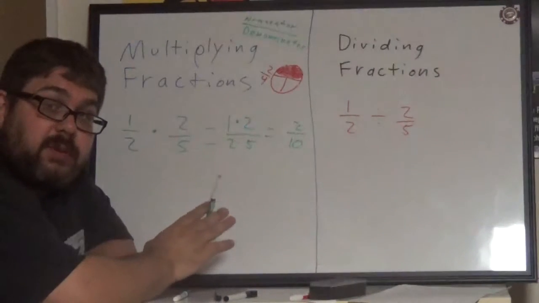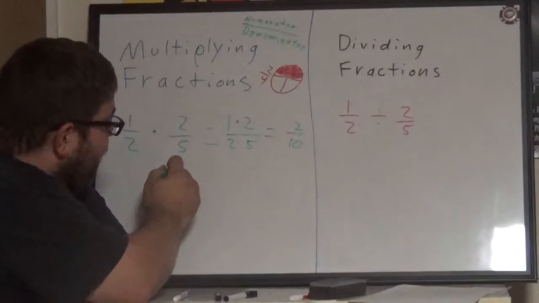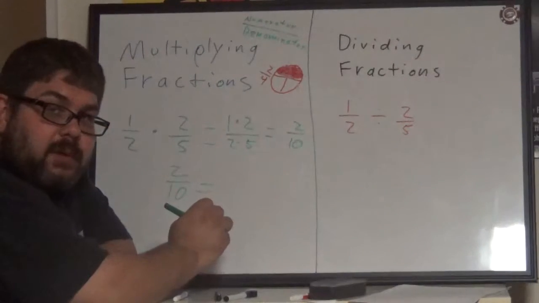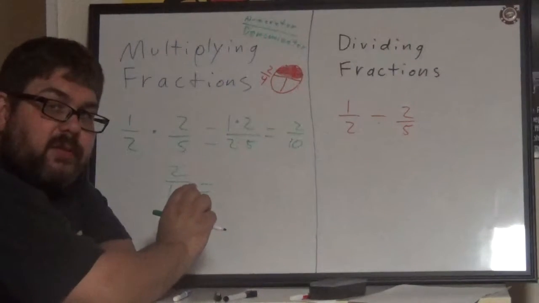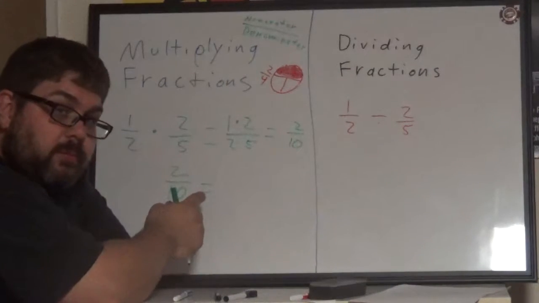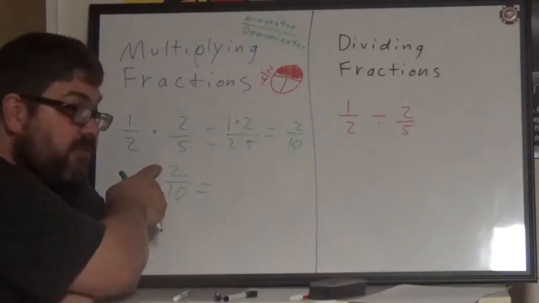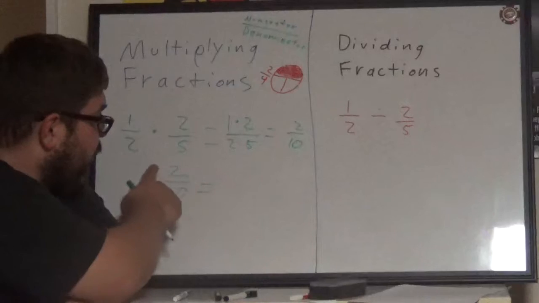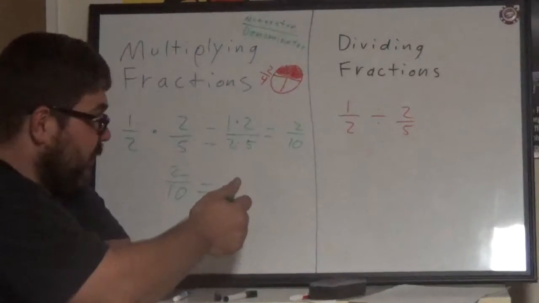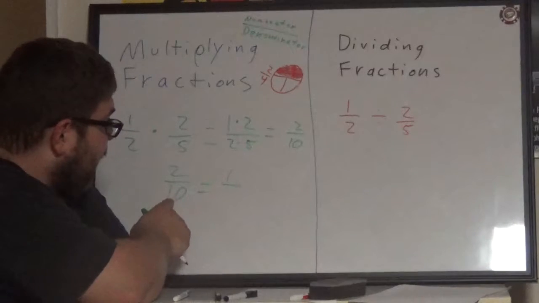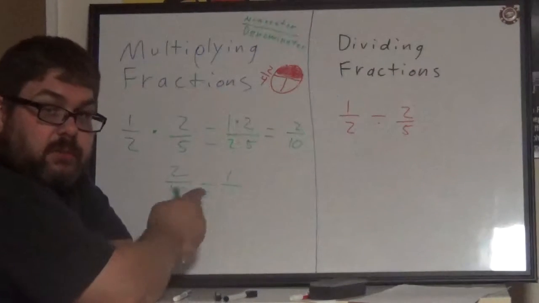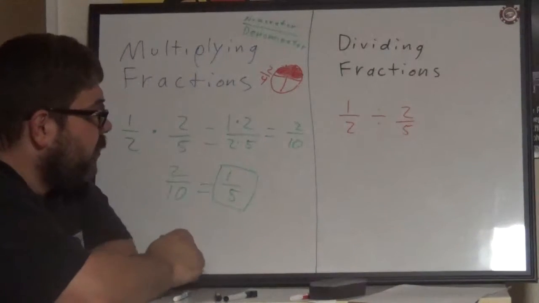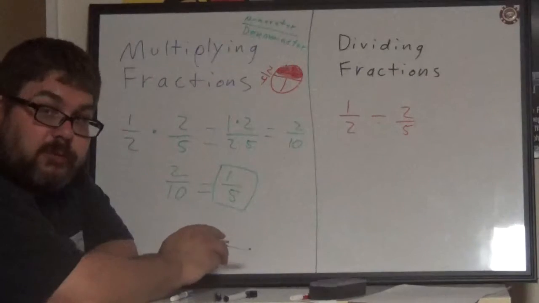And that looks like you're done, but there's one more step. And that is because 2 over 10 can be simplified. We simplify by finding a number that is a factor of both 2 and 10. This number would be 2. 2 goes into 2 one time. 2 divided by 2 is 1. And 2 goes into 10 5 times. 10 divided by 2 is 5. So that is our final answer: 1 over 5, or 1/5.